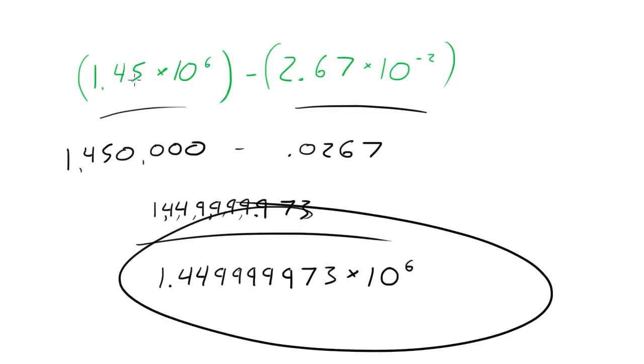So 1.45 times 10 to the 6 minus 2.67 times 10 to the negative 2 equals this massive number right there. And that would probably be like your mom's weight in tons, of course, because she's huge. Burn. And yeah, so there you go.